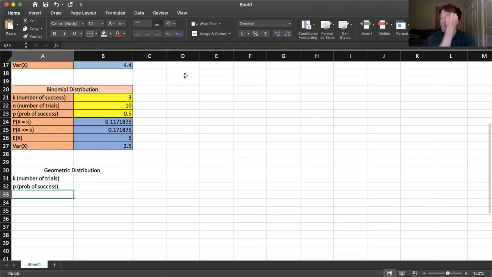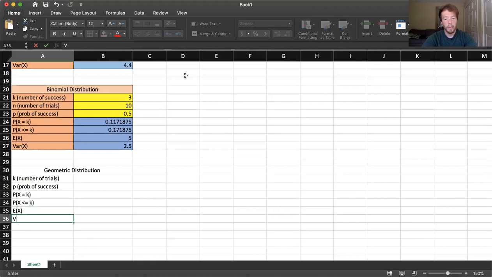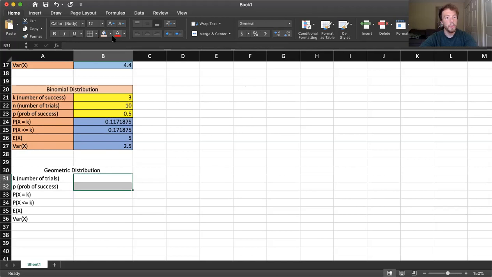And then p is the probability of success, right? So these are the 2 inputs for the geometric, and then the things I want to know are very similar. I might want to know p of x being equal to k. I might want to know p of x being less than or equal to k. I might want to know e of x and variance of x. Okay. So again, these are our inputs.